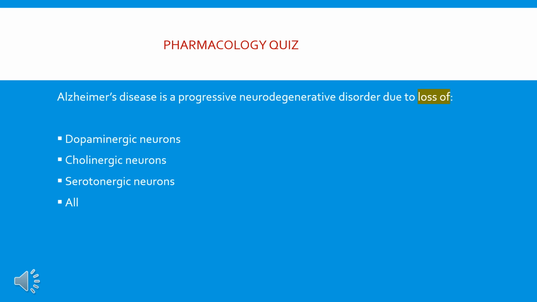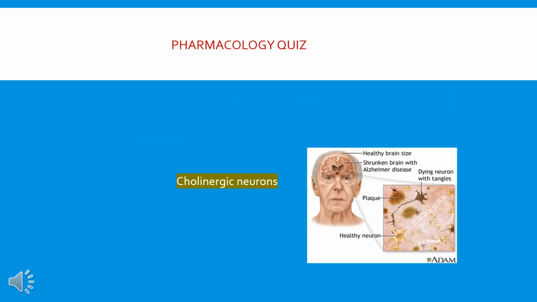Alzheimer's disease is a progressive neurodegenerative disorder due to loss of dopaminergic neurons, cholinergic neurons, serotonergic neurons, or all the above options are correct. So Alzheimer's disease is a neurodegenerative disorder characterized by progressive impairment of memory and cognitive functions, and a patient can have other symptoms also, like depression, anxiety, or disturbance in sleep. Mainly cholinergic neurons are affected, and there is deposition of senile plaques with neurofibrillary tangles in the brain.